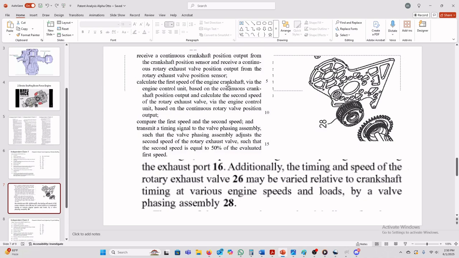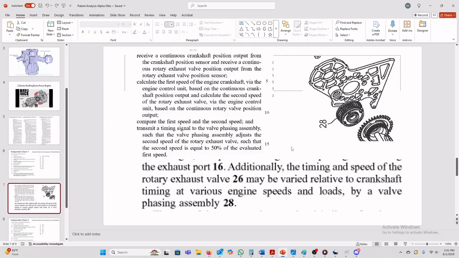You calculate the speed of each, through the ECU, so the ECU is making a calculation. It is comparing the two, sending out a signal to control it to make sure that they're always at 50%. So this is a control mechanism to make sure that they're always at target. That uses the ECU. Again, you could just drive this with a belt. That's what Brute Force engine is doing.